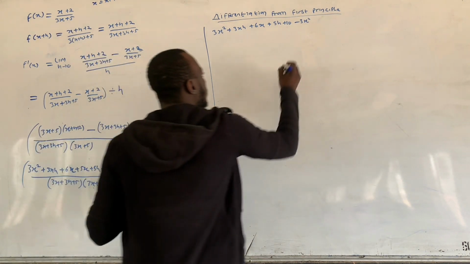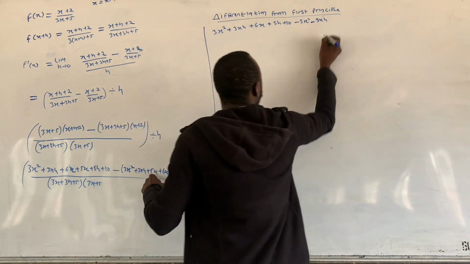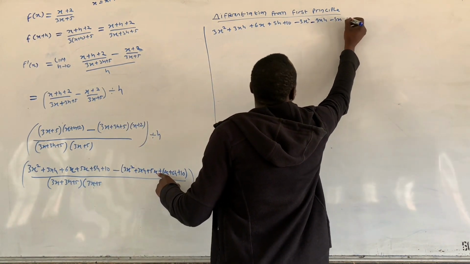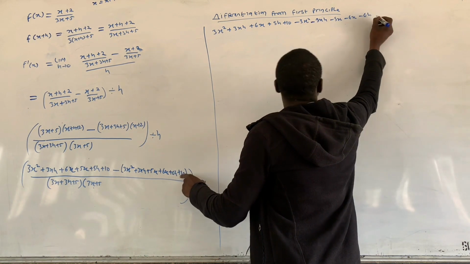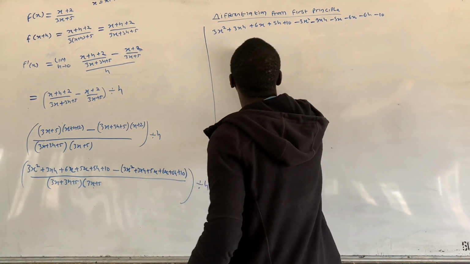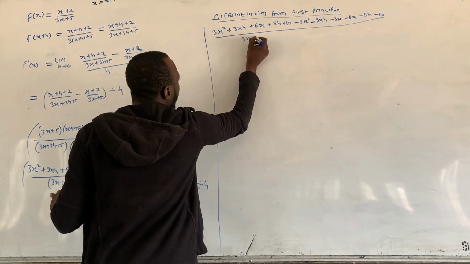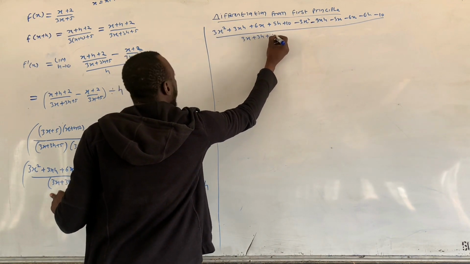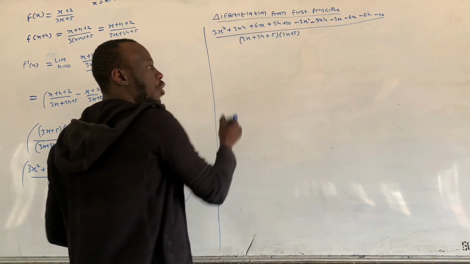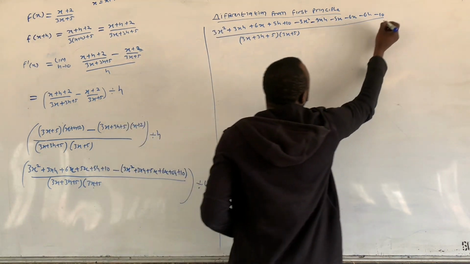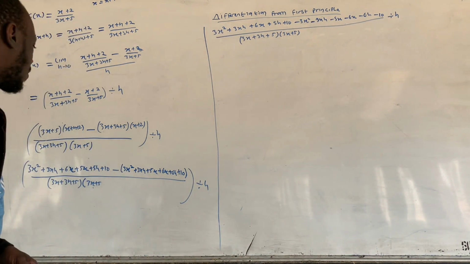Minus times plus here, we have minus 3xh, again minus 5x minus 6x, and minus 6h minus what? Minus 10. All over what? This. 3x plus 3h plus what? Plus 5. All times 3x plus 5 here. All, remember this, all of this divided by h. All divided by what? By h.